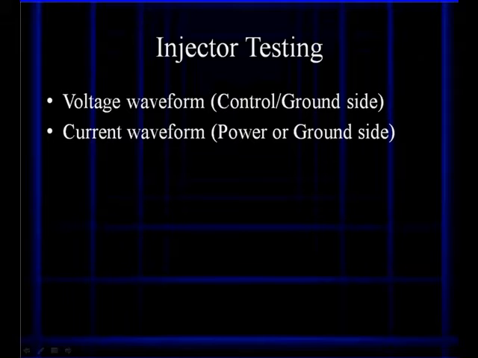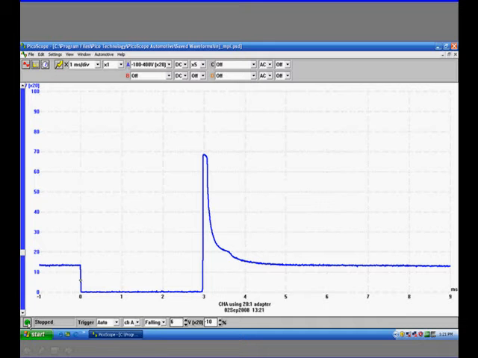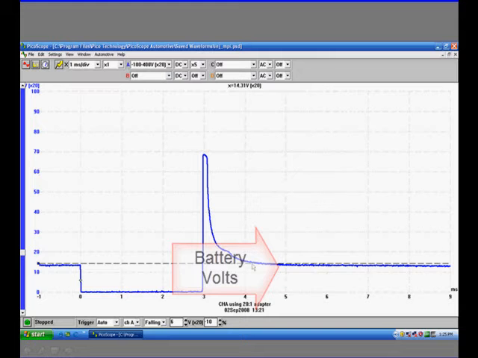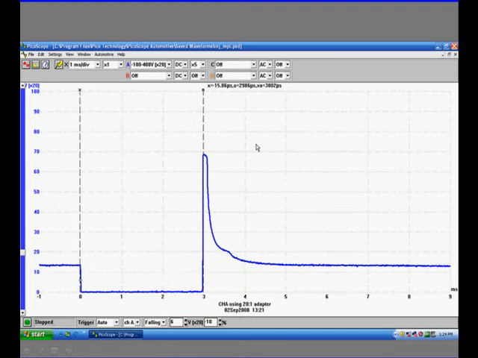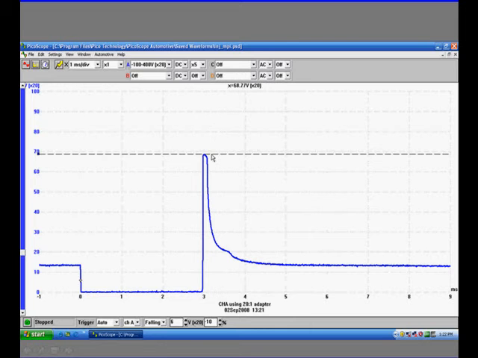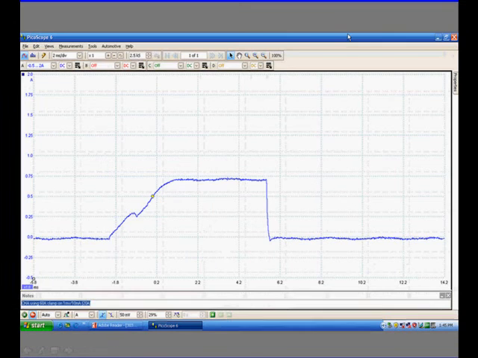With injector testing, you can view the voltage waveform, or you can view the current waveform, which is a low current probe around the power or the ground side of the injector. Now here's a voltage waveform for an injector. And when you look at it, you can see that part of the waveform that represents the charging system. You can see the on time, how long the injector is on by using your cursors. And of course, you can measure the inductive kick to determine are the windings in the injector normal.